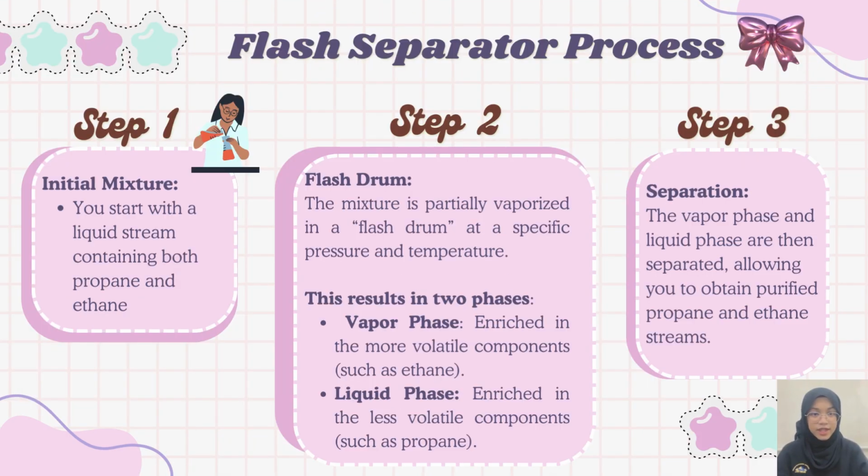Step 1 is the initial mixture. You start with a liquid stream containing both propane and ethane. Step 2 is a flash drum. The mixture is partially vaporized in a flash drum at a specific pressure and temperature. This results in two phases. First, a vapor phase, enriched in the more volatile components such as ethane, and second, a liquid phase, enriched in the less volatile components such as propane.